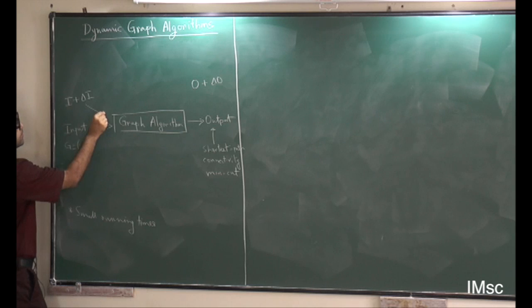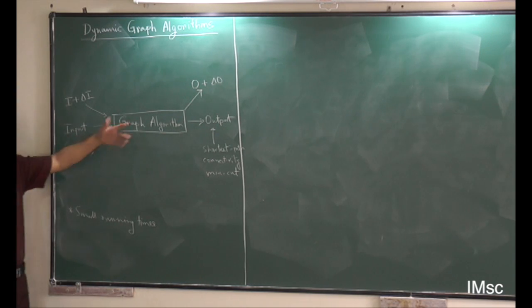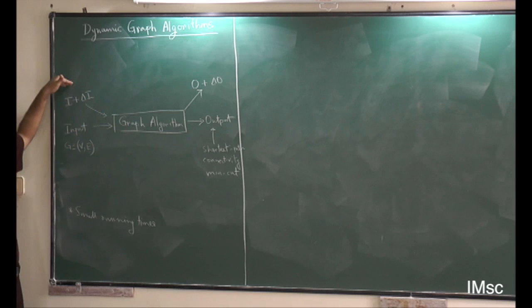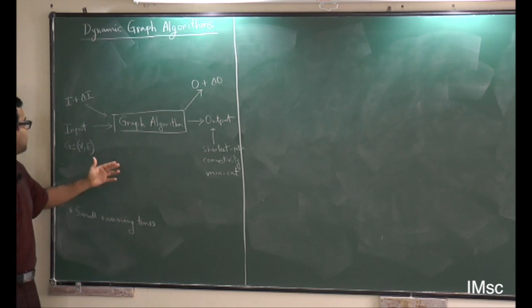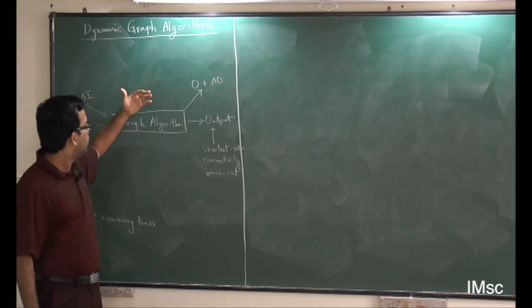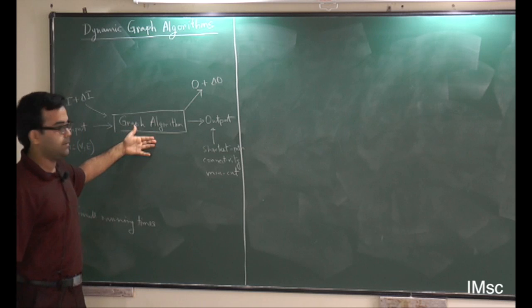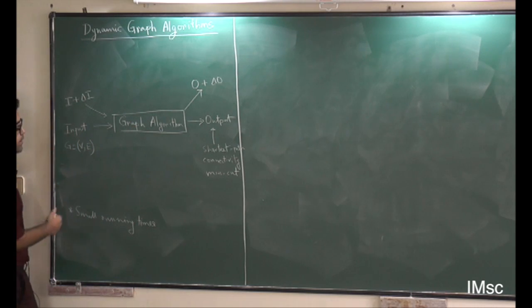The question is, if this is the case, then do you need to run the algorithm again from scratch on this slightly different input, or can you use some information that you already have? You already know the answer to the problem for any input that is very close to the current one. Can you somehow reuse that information to give faster update times? And this is the underlying theme of dynamic graph algorithms.